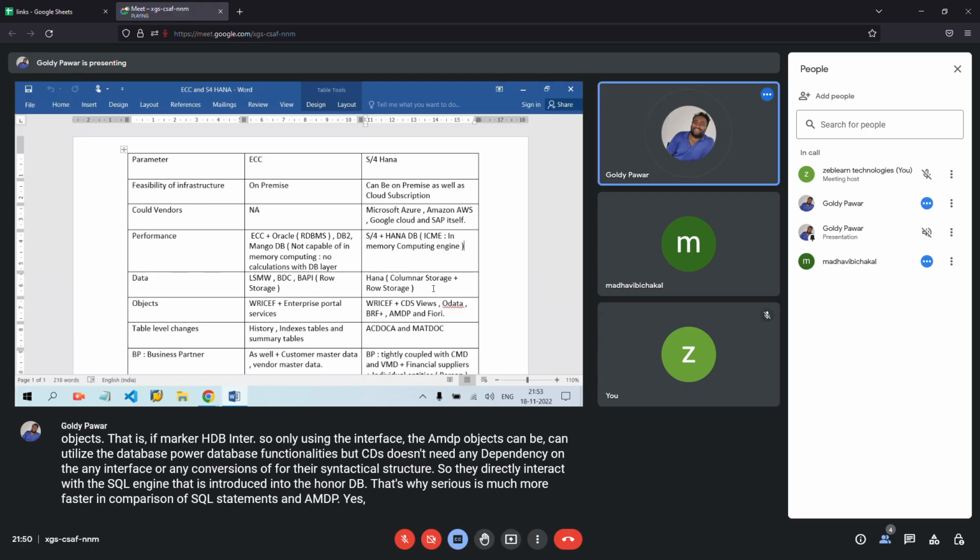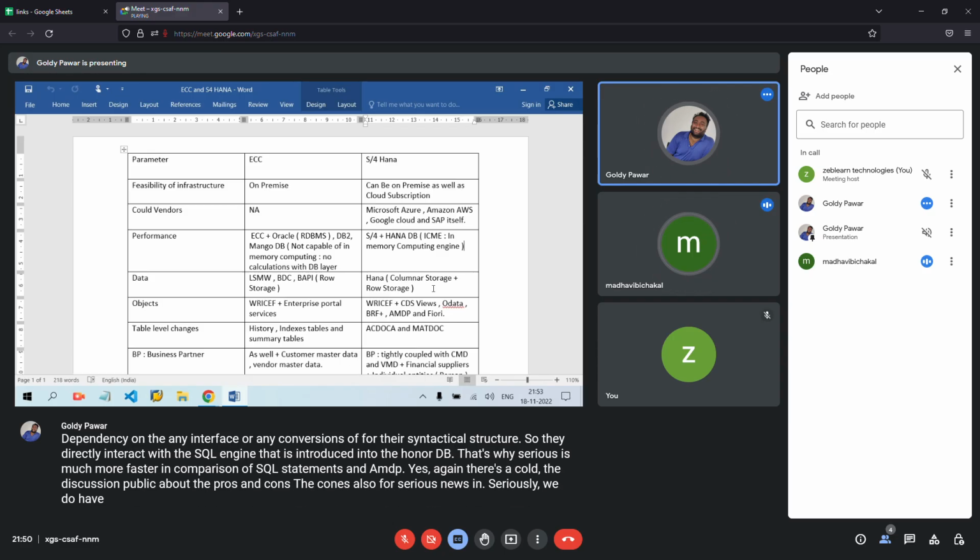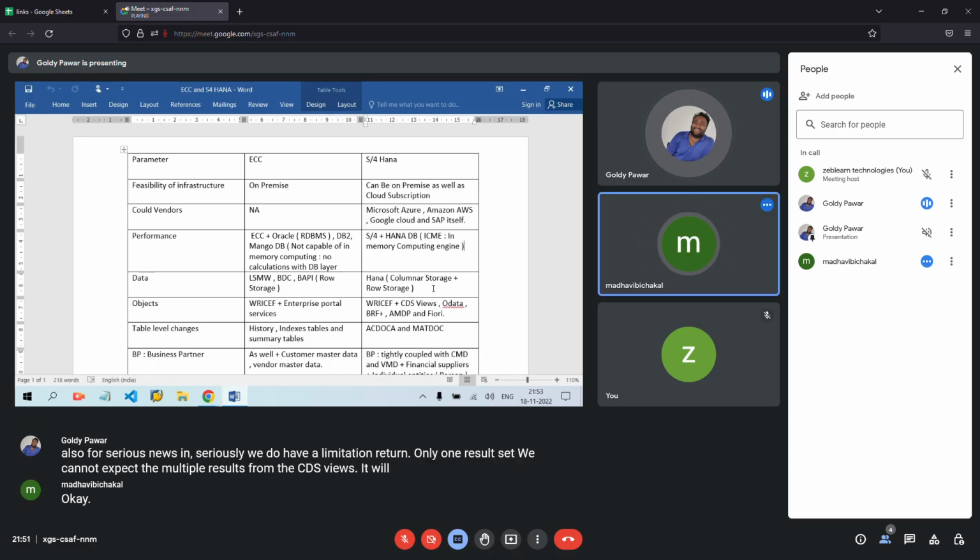Again, the discussion topic is the pros and cons. The cons for CDS views: in a CDS view, we do have a limitation. It returns only one result set. We cannot expect multiple result sets from the CDS views. It will return only one result set at a time.